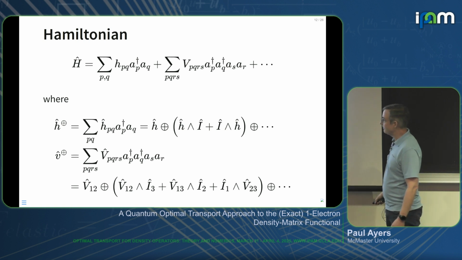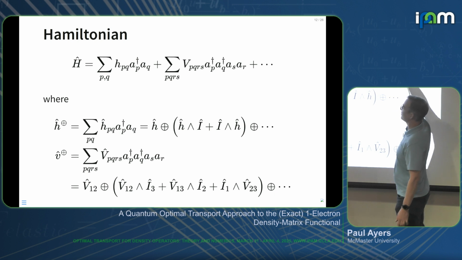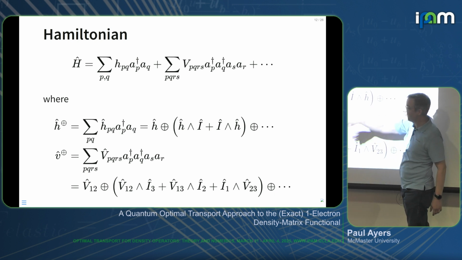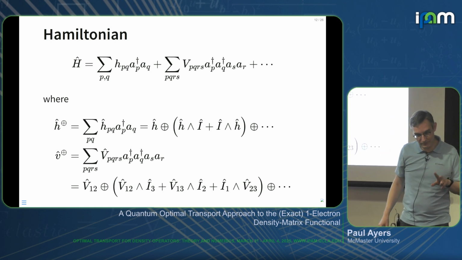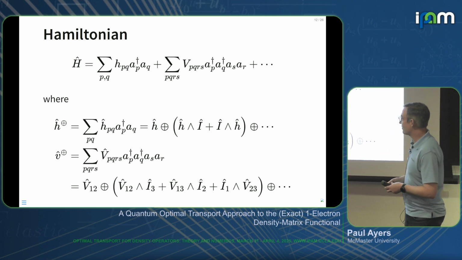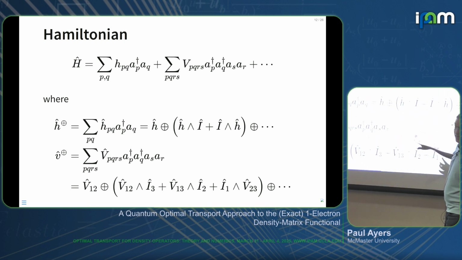Okay? So this is my Hamiltonian. It's got a one-body part and a two-body part, and I'm not going to worry about the rest of this. And this is just to help the optimal transport people. So this is the way we're going to write it. We've expanded it in our anti-symmetric state.